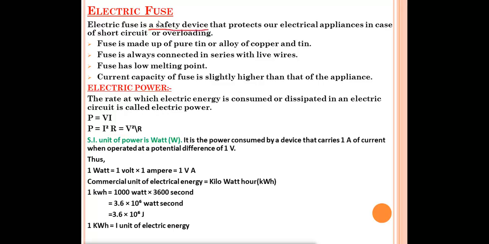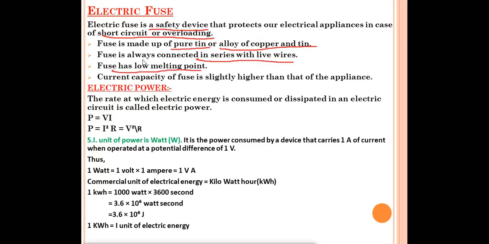So you should remember the definition of electric fuse. It is a safety device that protects our electrical appliances like refrigerators, ACs, microwaves, television in case short circuit or overloading occurs at that time. Okay, fuse is made up of pure tin or alloy of copper and tin. So, which are the metals by which fuse is made? It can be made of pure tin or alloy of copper and tin. Fuse is always connected in series with the live wires. Okay, it will be connected in series with the live wires, and fuse has low melting point.